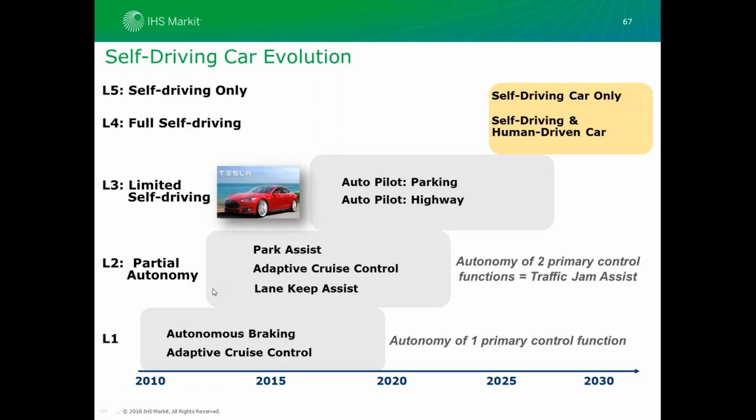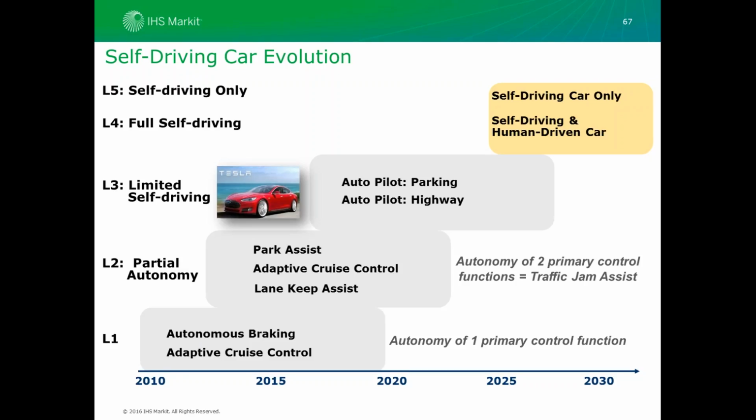Talking a little bit about the different types of autonomous cars that we see coming. We break them into 5 different categories, L1 through L5, and you can see when these types of vehicles have actually been on the road. You got L1, when there's autonomy of one primary control function, whether it be autonomous braking or cruise control. You got L2, partial autonomy, where there's maybe 2 primary control functions, things helping with traffic jams on the highway, adaptive cruise control, lane keep assists.